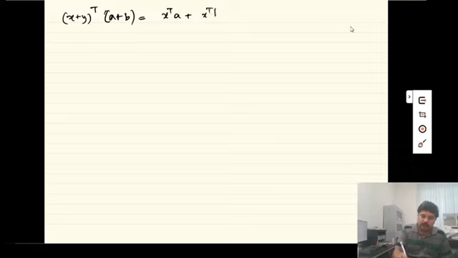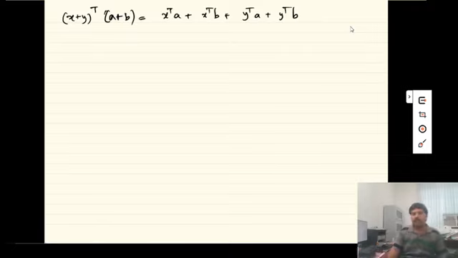And using these three properties, you can derive something which is again a very important thing. (x plus y) transpose (A plus B) is x transpose A plus x transpose B plus y transpose A plus y transpose B. You can expand it in this particular fashion, and this is very useful stuff.